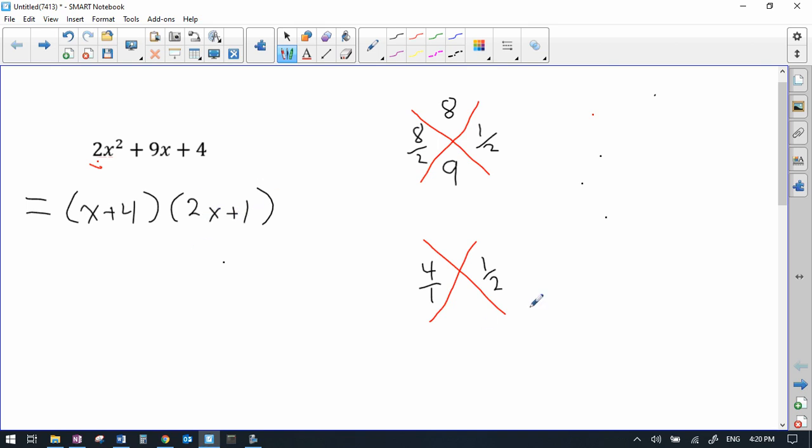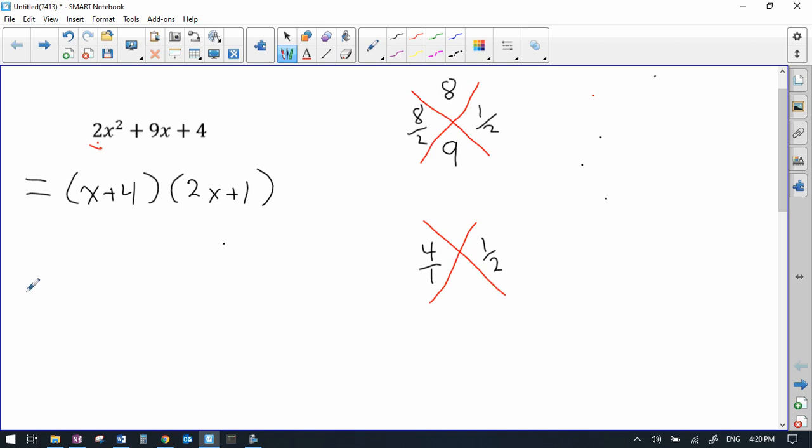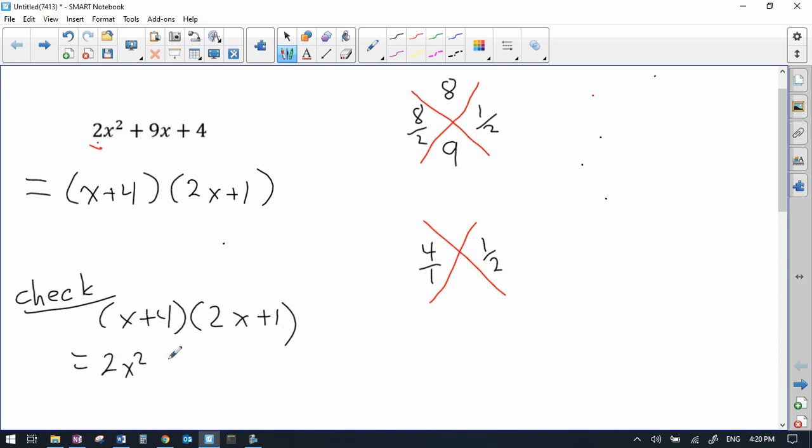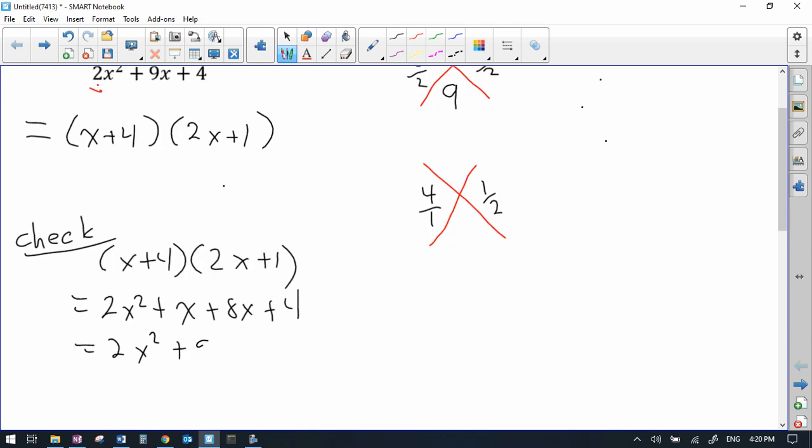Of course, we can check and make sure that this did in fact work. If I use FOIL to multiply this out, I should make sure that I get the right answer. x times 2x is 2x squared. x times 1 is 1x. 4 times 2x is 8x, and 4 times 1 is 4. And sure enough, x plus 8x gives you 9x: 2x squared plus 9x plus 4. So we know that we have, in fact, got the right answer.